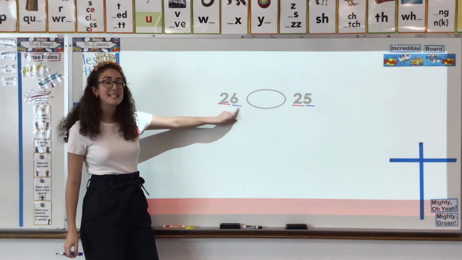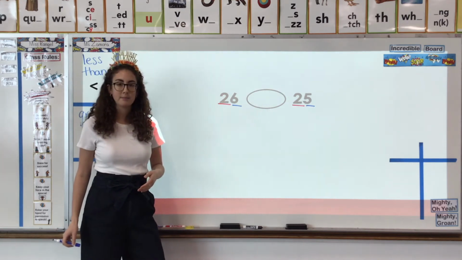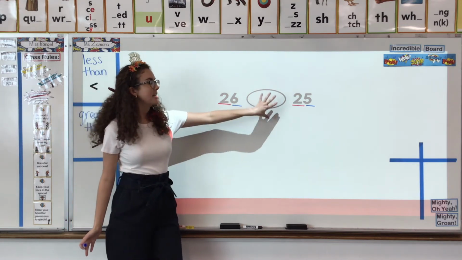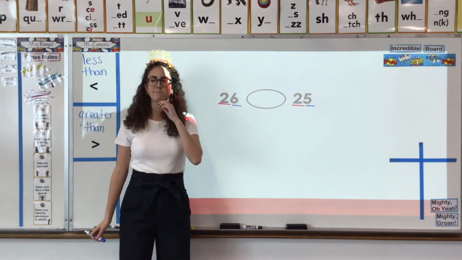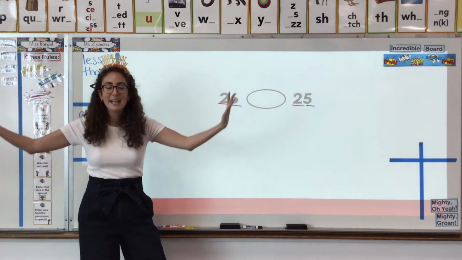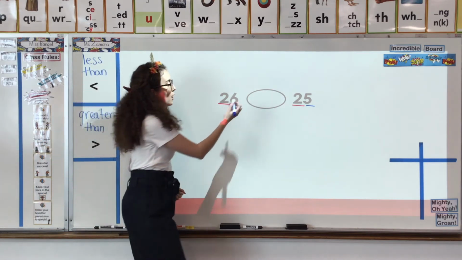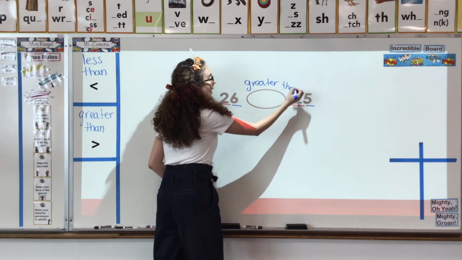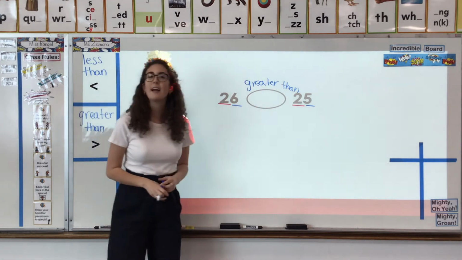26 has 6 ones, but 25 has 5 ones. What does that tell us? 26 is less than or greater than 25. Is it bigger or smaller? It's bigger because 6 ones is more than 5 ones. So 26 is greater than 25 because 6 ones is more than 5 ones.